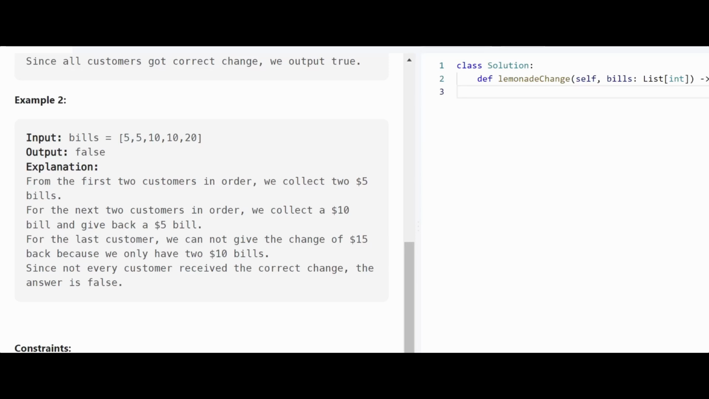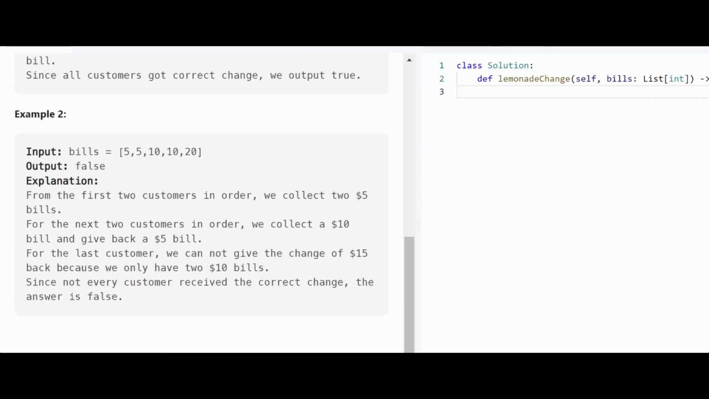Now, when the fourth customer comes, he gives you a $10 bill. This time, you give him one $5 bill back again. Once you give him that one $5 bill back, you have how many bills? You have basically two $10 bills with you. When you have two $10 bills, you cannot pay the fifth guy who's coming with a $20 bill, because you cannot give him a change of $15, because right now you only have two $10 bills with you. Okay, so here the output is false.